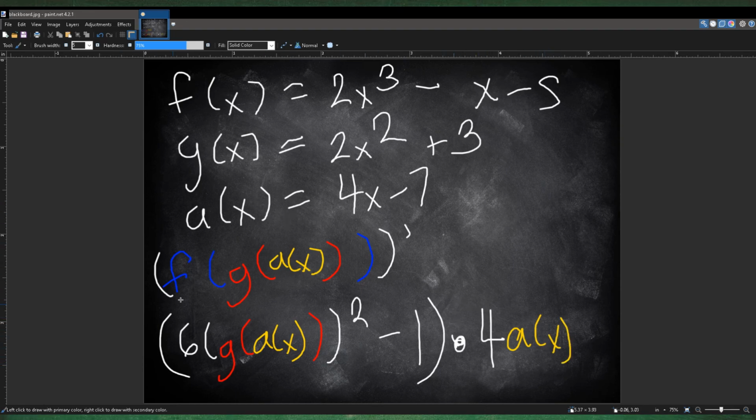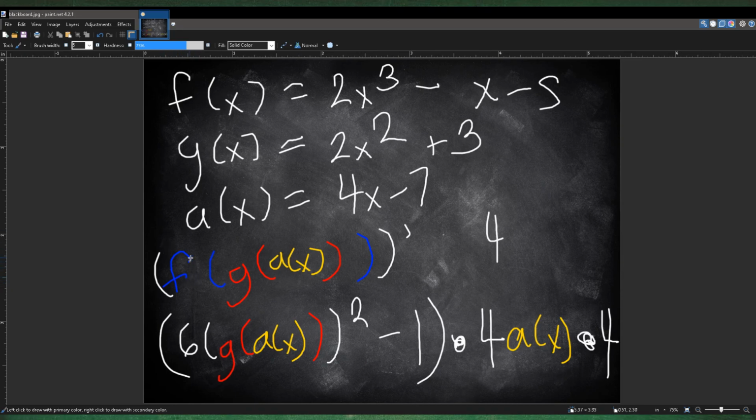And now we just need to take the derivative of a of x. So the derivative of a of x is just 4x minus 7. Derivative of 4x is just 4. Derivative of negative 7 is just 0. So the derivative of a of x is just 4. So that's the derivative here. And that's how you work inside out, right? So you have f, so this is a chain rule.